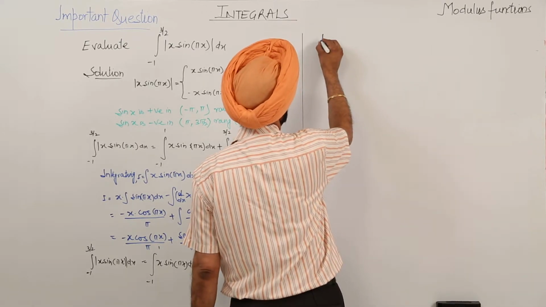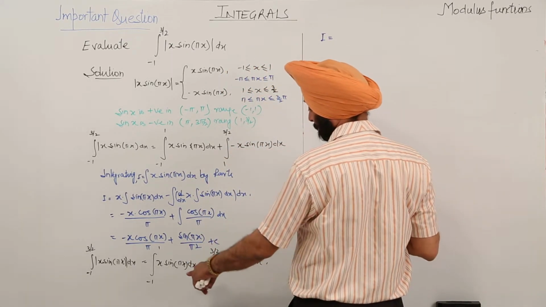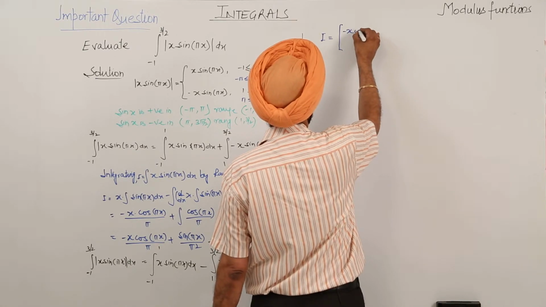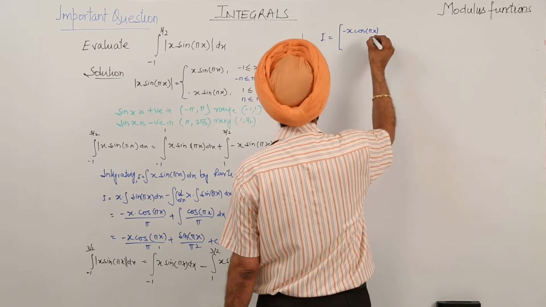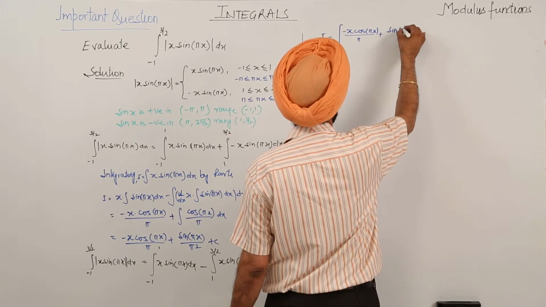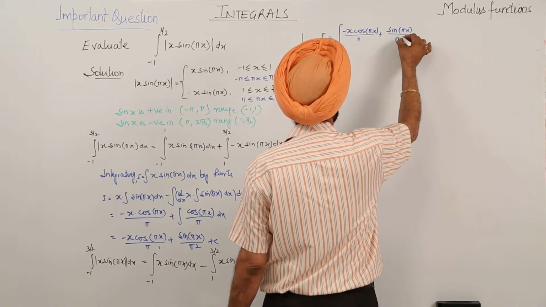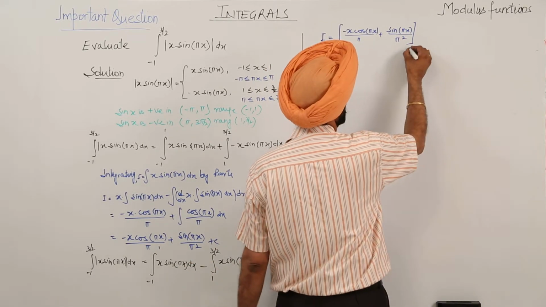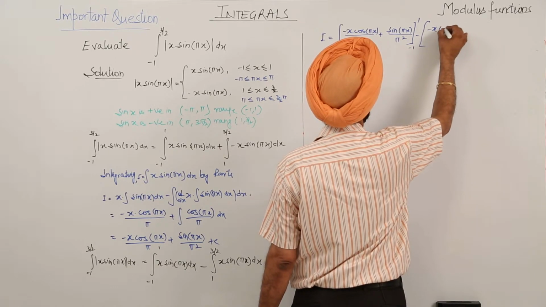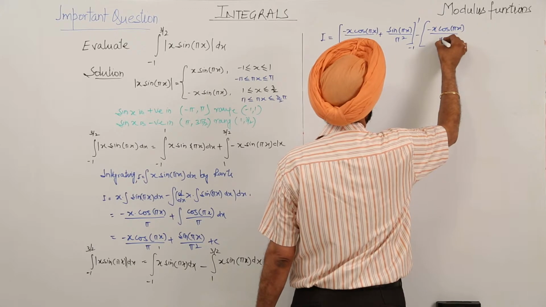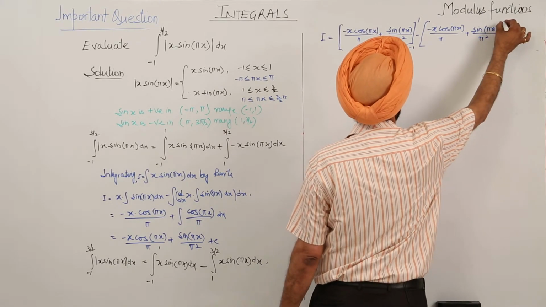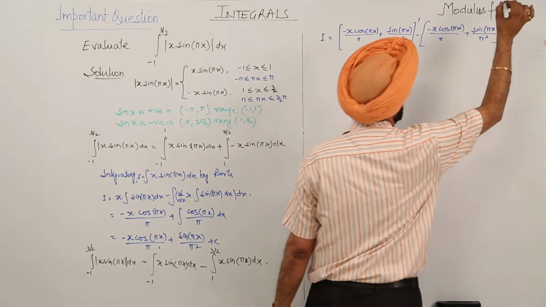Okay, so now this is equal to minus x cos pi x upon pi plus sin pi x upon pi square, with limits minus 1 to 1, minus, negative of x cos pi x upon pi plus sin pi x upon pi square, from 1 to 3 by 2. Okay.